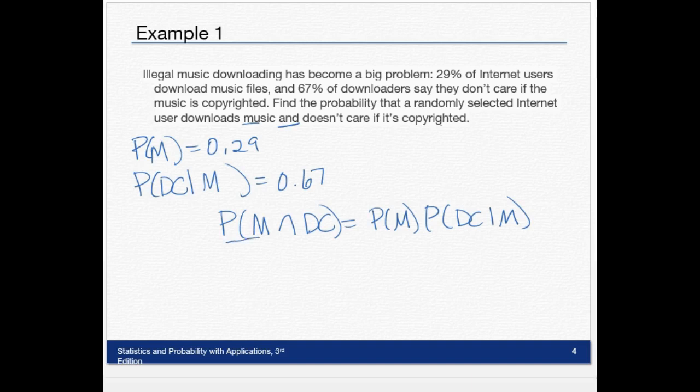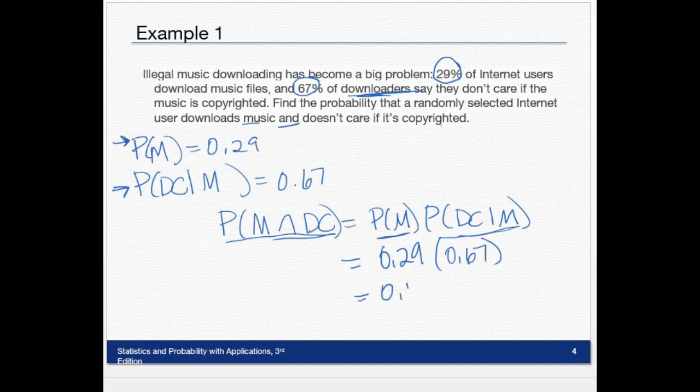So I put that in notation here. Probability of downloads music and doesn't care. So the formula says I need to know the probability they download music and then the probability that they don't care given that they download music. So let's go back. This 29% is internet users who download music. So that's what I did here. I made my notation. The 67% of the downloaders, that's the given part, say they don't care about music being copyrighted. That's this. So mathematically, all I have to do is multiply these two together. All right? And it's really that simple. So when I do that, I get 0.194, and there's my answer. It's done.